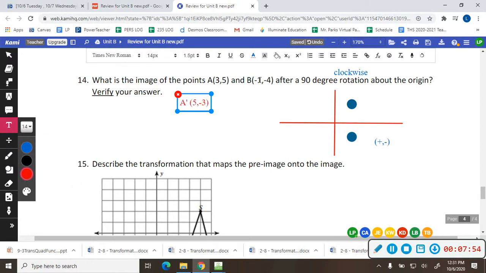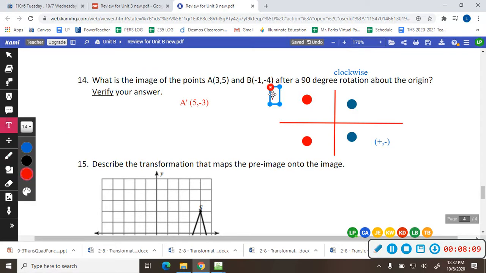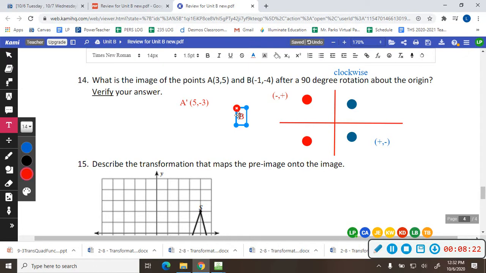Point B is (-1, -4). So that'd be over here somewhere. And I'm going to go 90 degrees clockwise, it's going to end up over here somewhere. And in that area, the X's are negative, Y's are positive. So when I do 90 degrees, you swap the values. So you swap the 4 and the 1. And then you remember that in this area, it's negative, positive, so that'd be (-4, 1).